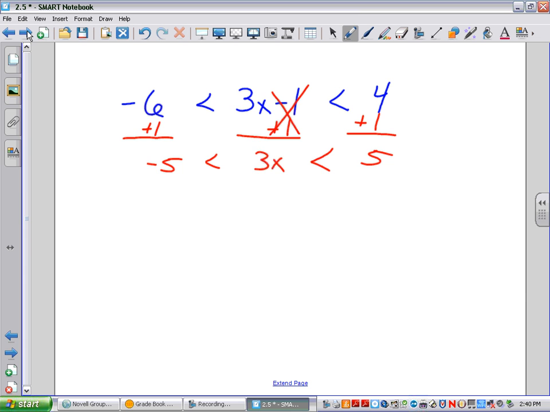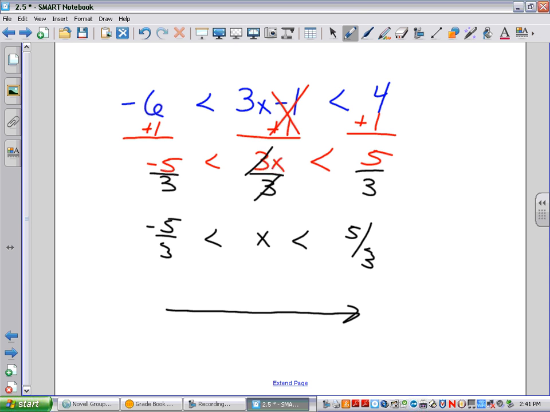That's your first step. Your next step is to divide everything by 3. So you can mark out these 3's and leave them in proper fractions. Negative 5/3 is less than x is less than positive 5/3. So it's between negative 5/3 and positive 5/3.